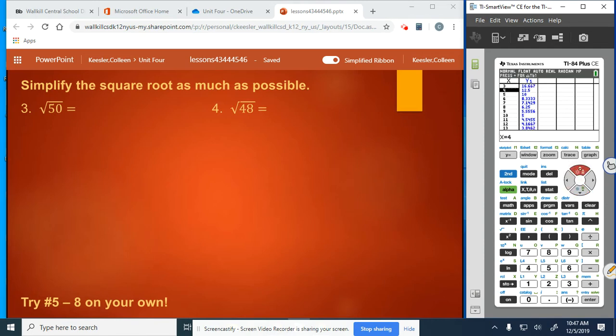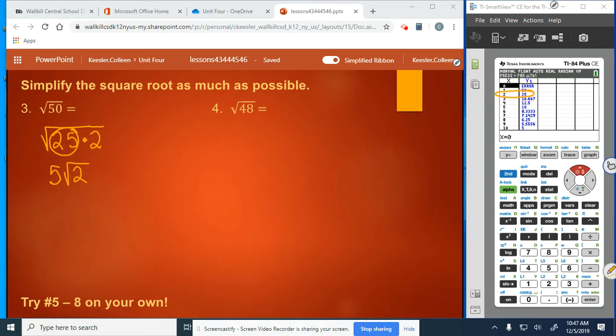So at the top, I actually saw a perfect square, and you might have recognized it right away with 2 and 25. So 25 is our largest perfect square factor of 50. So we can write this as square root of 25 times 2. Square root of 25 is 5, and square root of 2 is left over.